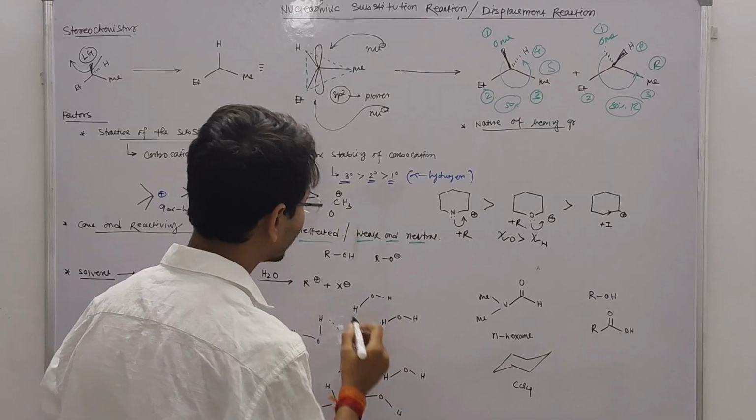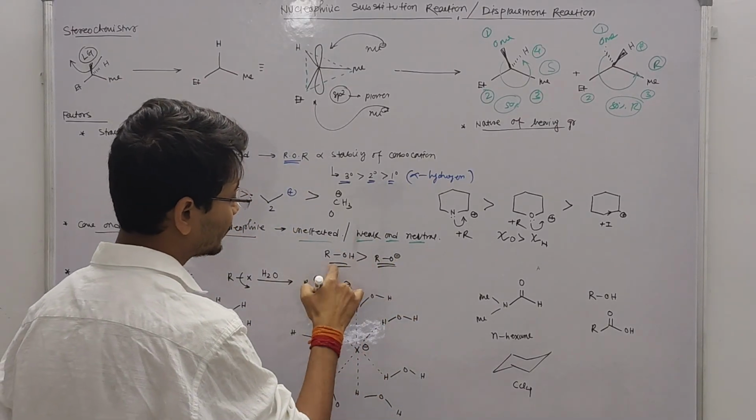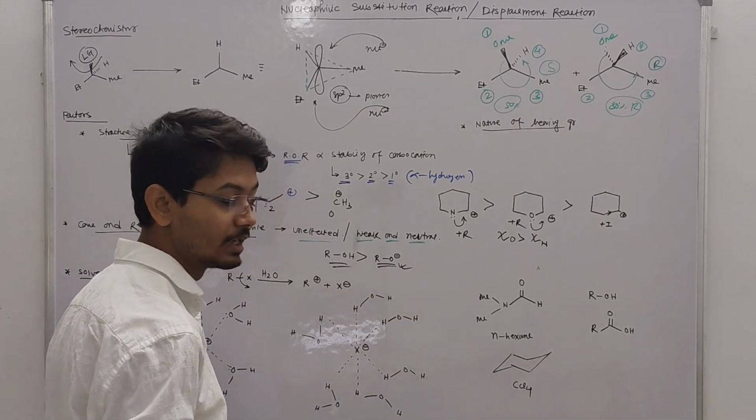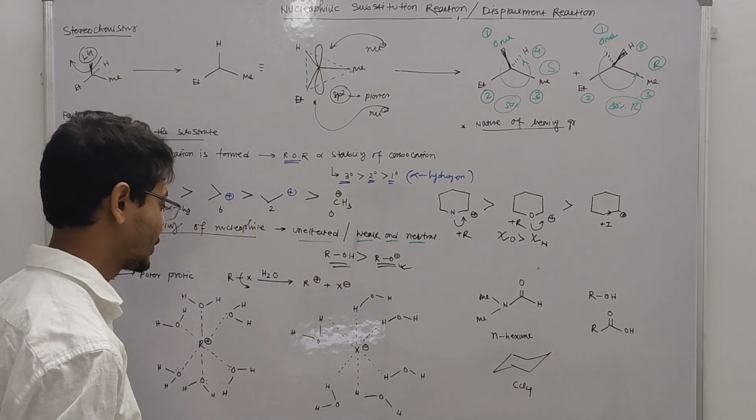Like you have alcohol and you have this RO minus. This will favor SN2 because it's a strong nucleophile. But this alcohol is favoring the SN1 reaction, right?